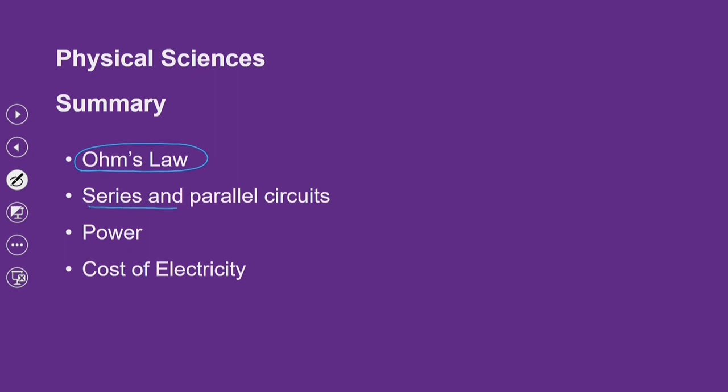We had a look at series and parallel circuits. Remember, in series, current is constant, potential difference divided. In parallel, current is divided, potential difference is constant. Then we discussed power, and we said power is the rate at which energy is dissipated. Cost of electricity, this is a question that we usually do all the way from grade 8, but this is just how much electricity costs per kilowatt hour. And these are simple conversions and rates that we use, so mathematical problems.